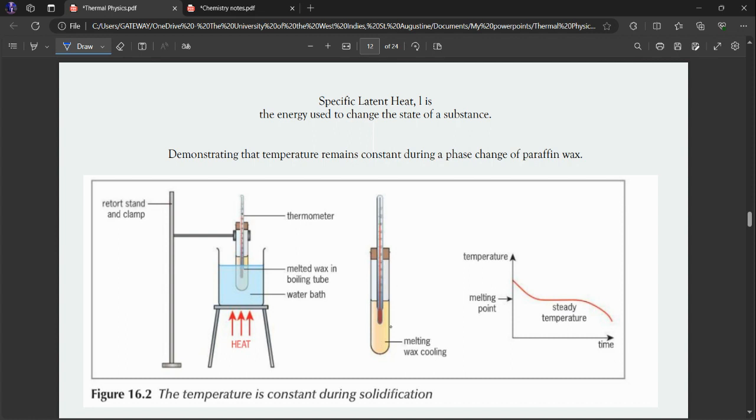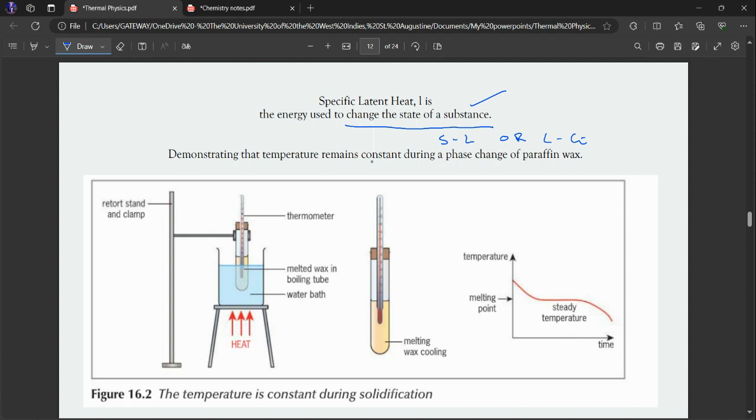That is to determine the melting point of paraffin wax or stearic acid. Right? Specific latent heat is the energy used to change the state of a substance. State means solid to liquid or liquid to gas, or vice versa. You could say liquid to solid or gas to liquid, same thing. Right? But that is specific latent heat: the energy used to change the state of a substance.